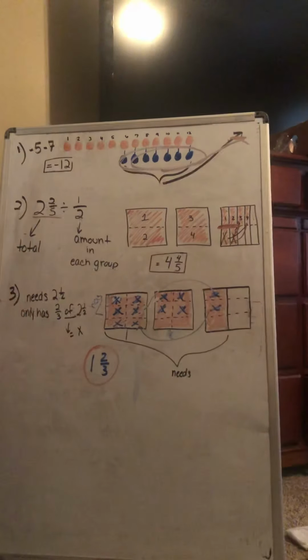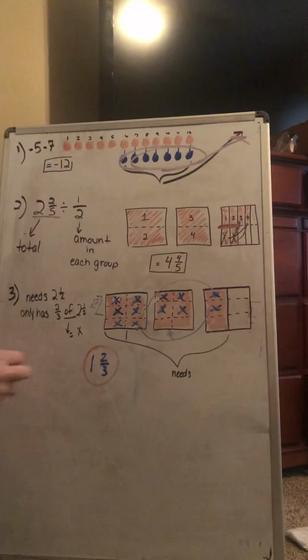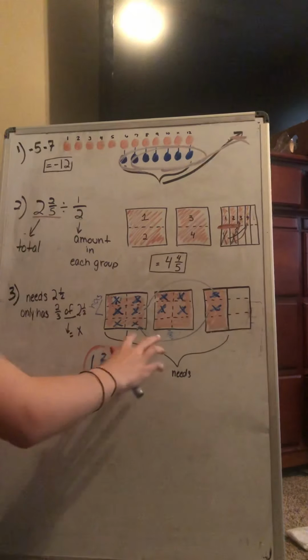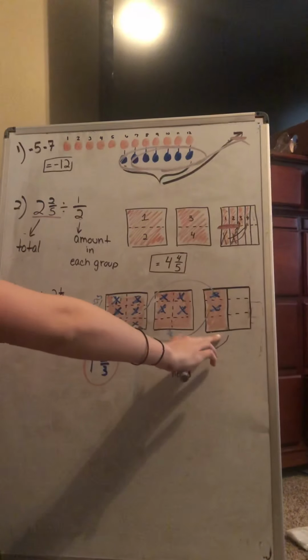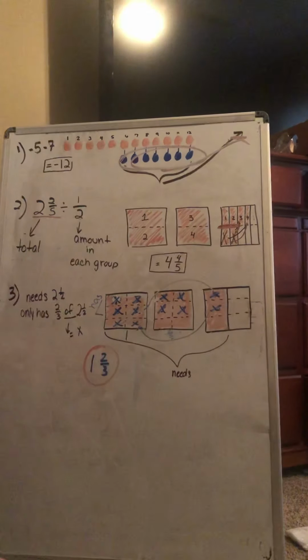For the third one, he needs 1.5 cups of flour, but he only has 2/3 of that amount, which is a multiplication problem due to the word of. So I drew out what he needs. So he needs the 2 and 1/2, but he only has 2/3 of that.